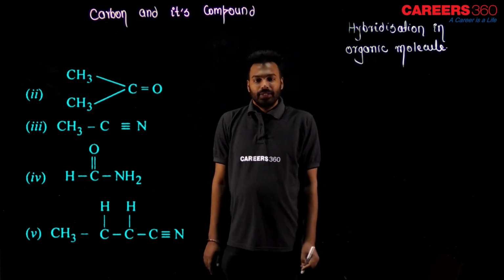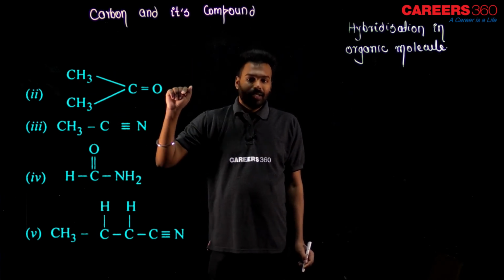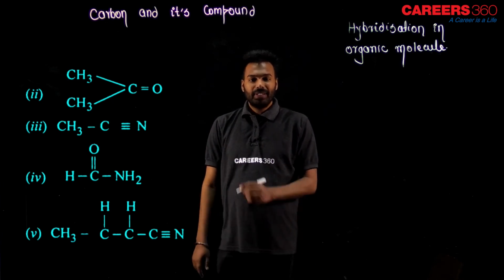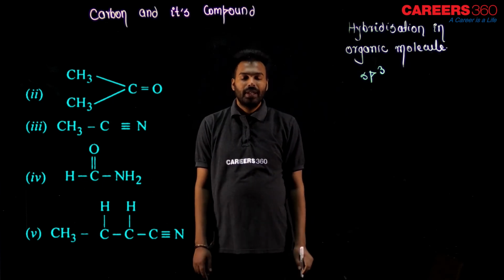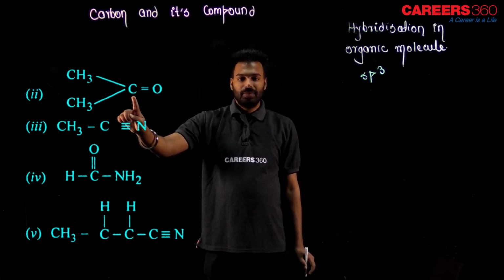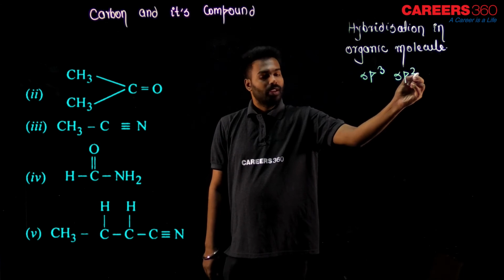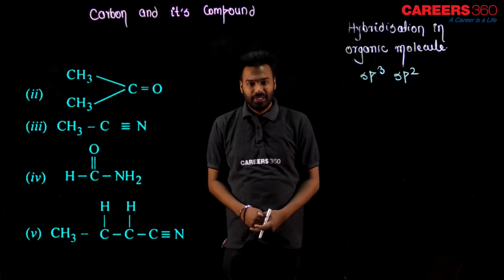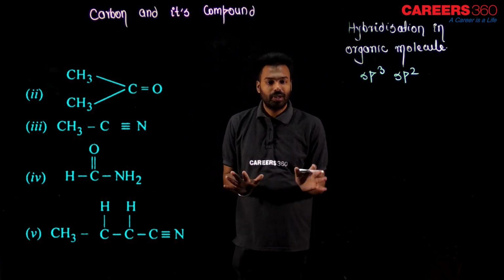See this carbon, this is CH3. That carbon is involved with single bonds only, yes or no? It means that carbon is sp3 hybridized. And this carbon is connected with a double bond, so this is a double bonded carbon, which means it is sp2. Basically what you have to calculate is how many varieties of hybridization are in the molecule, and I am talking about carbon only, not nitrogen.